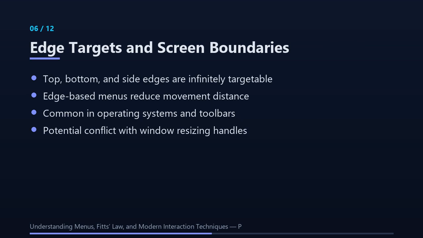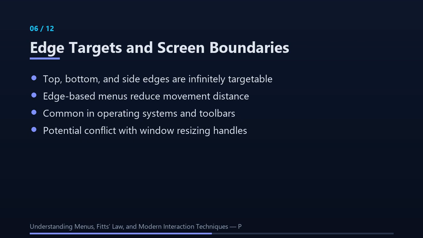When a cursor moves toward the edge of a monitor, it cannot pass beyond the boundary, which effectively enlarges the target area along that edge. This phenomenon means that a button placed flush against the top of the screen requires less precise aiming than one floating in the middle of the workspace.